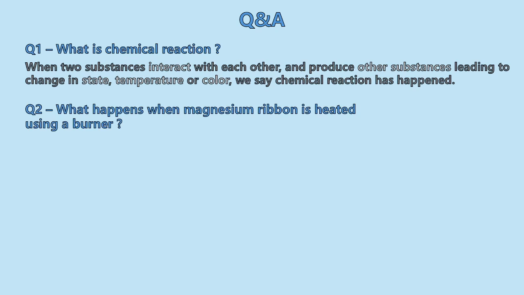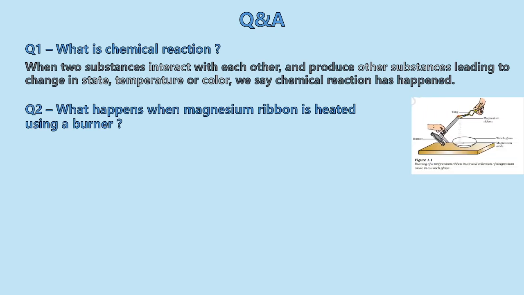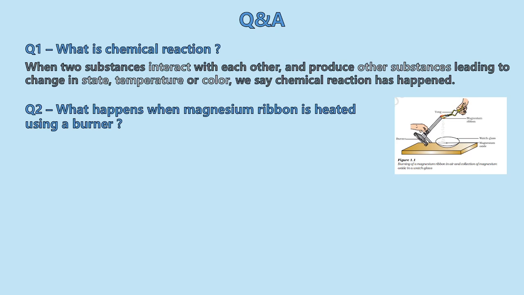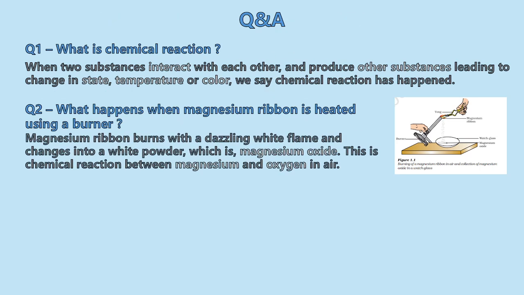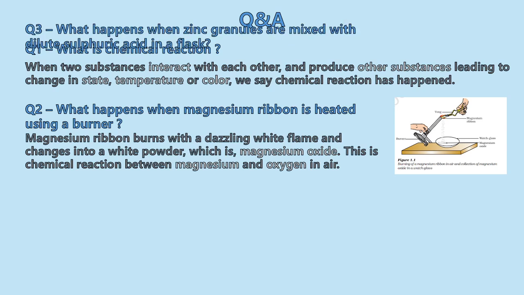What happens when magnesium ribbon is heated using a burner? This image is taken from the soft copy of the NCERT textbook. The copyright completely belongs to NCERT. We don't have any copyright on this. We are using it only for educational purposes. Magnesium ribbon burns with a dazzling white flame and changes into white powder, which is magnesium oxide. This is the chemical reaction between magnesium and oxygen in air.